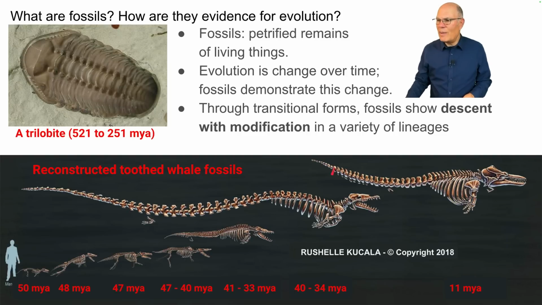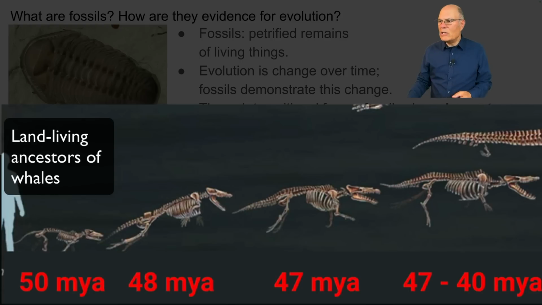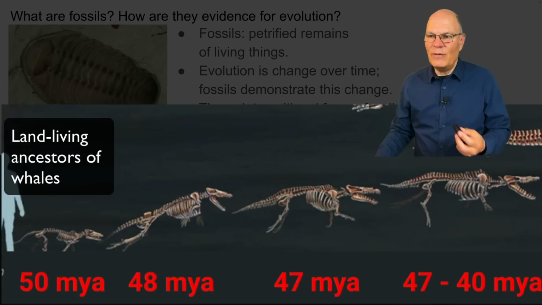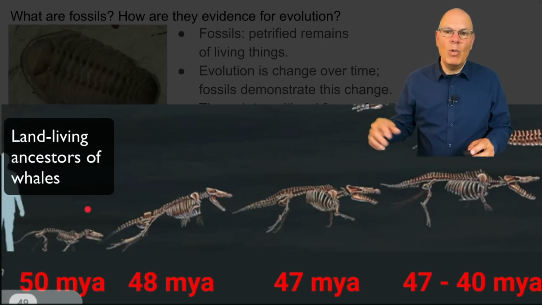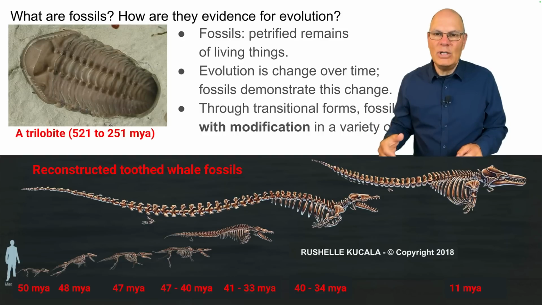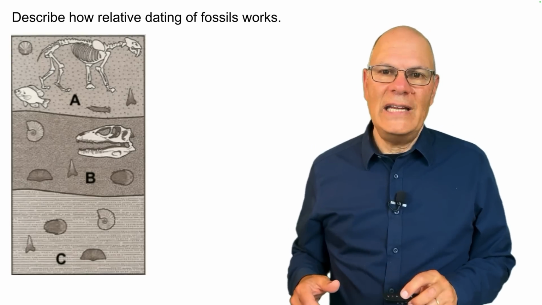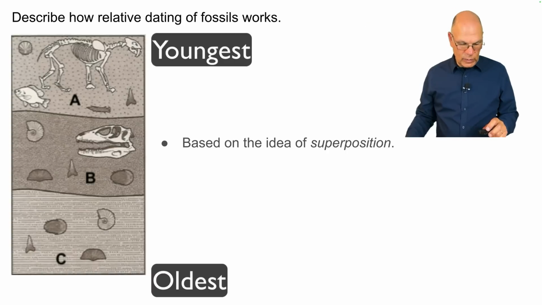Now, this example over here is an artistic rendition, but it makes the point, which is that as you go back in time, you don't find modern whales. You find the ancestors of whales who have features that indicate that whales evolved from animals that once were mammals that lived on land that over time adapted to an aquatic lifestyle. What is relative dating of fossils? How does it work? It's based on the idea of superposition.